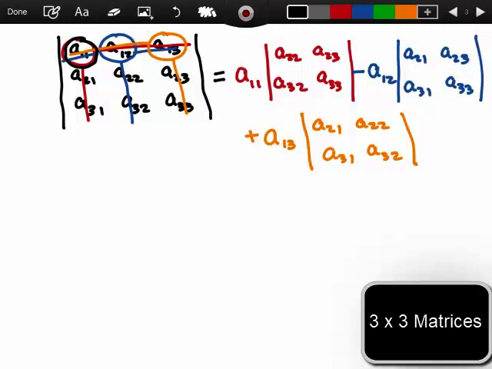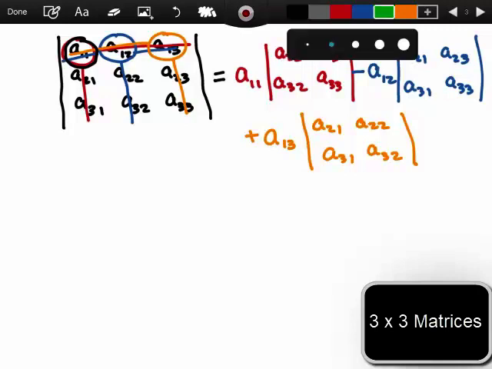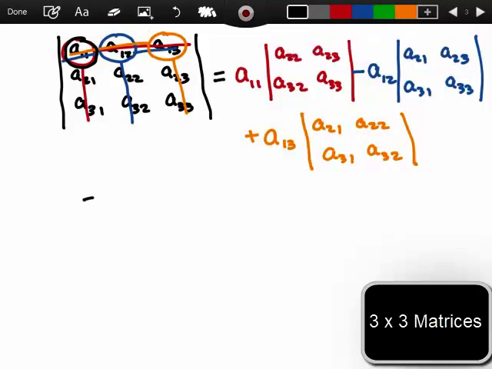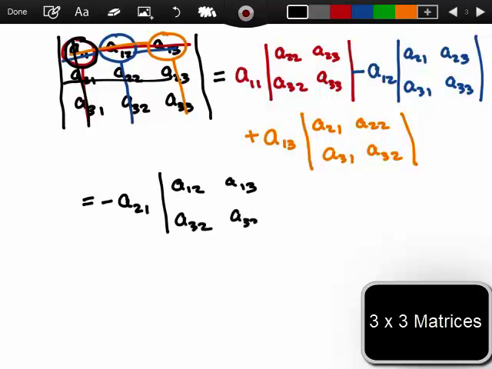So in other words, if we started on the second row, this would be the same thing really quick, and I wouldn't recommend doing it this way. What we could have done is we could have started with A21 instead. And if we started with A21, we would start with a minus because 2 plus 1 is an odd number. And then we would do the determinant of what's left behind, which would be A12, A13, A32, A33.